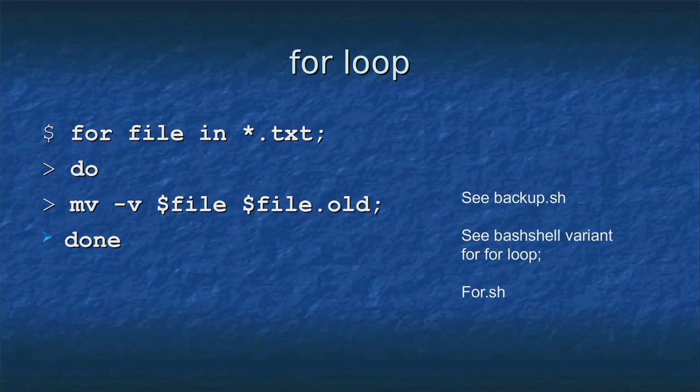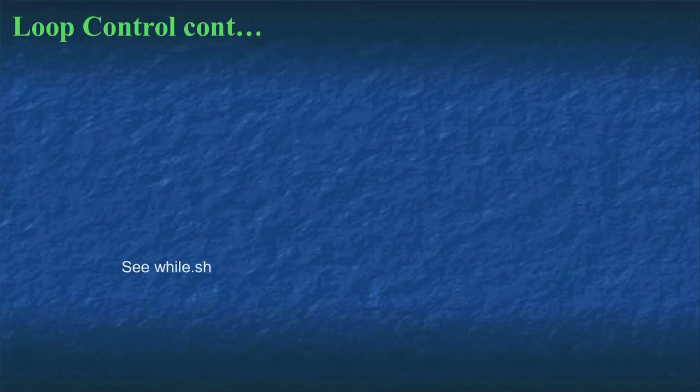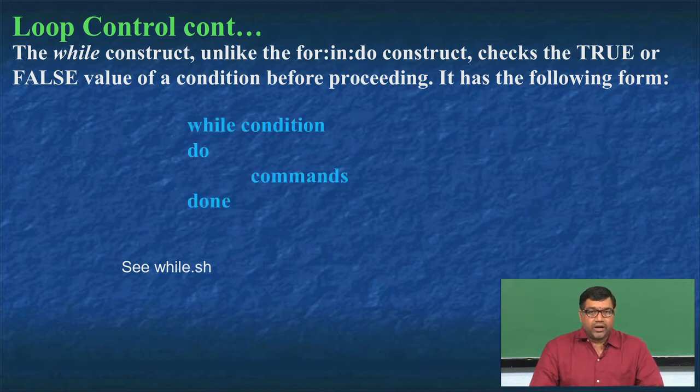Now, we will move on. Other than this for loop, is there any other structure for loop control? Yes. The shell also allows you to have a while construct. It is unlike the for in do construct. It checks for the true or false value of the condition before proceeding, and the form of the while loop is something like this: while, and then a condition, and then you do a bunch of commands, and finally you end it with a done statement.